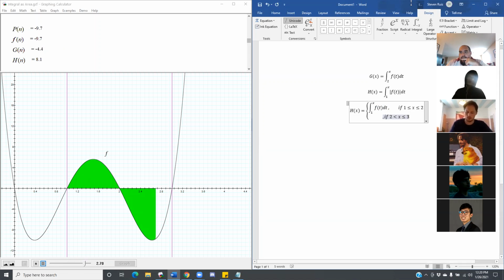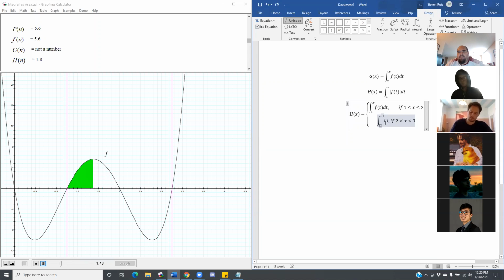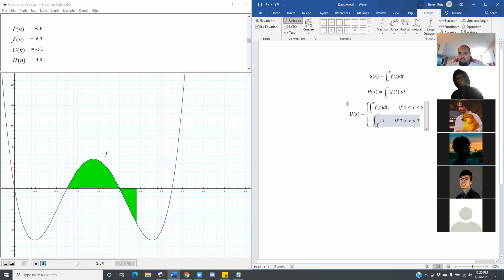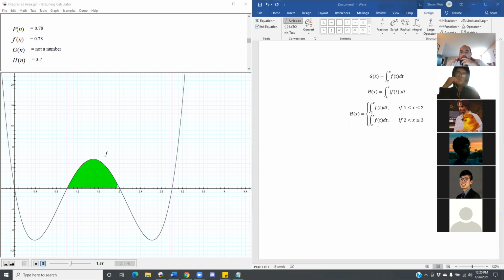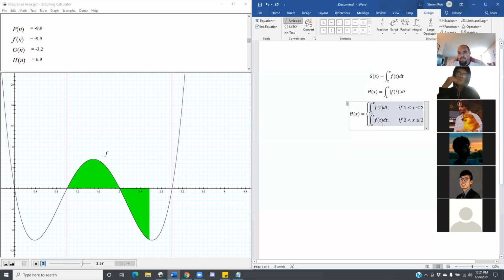All right, so now let's think about this bottom one. Who wants to take a try at this? Would the lower limit be 2, and then the upper limit is x, and then inside is f of t times dt? Okay, let's take a look at that. Would it be a negative integral? Yeah, I think it would be negative. And why would it be negative? Because f is negative after 2.